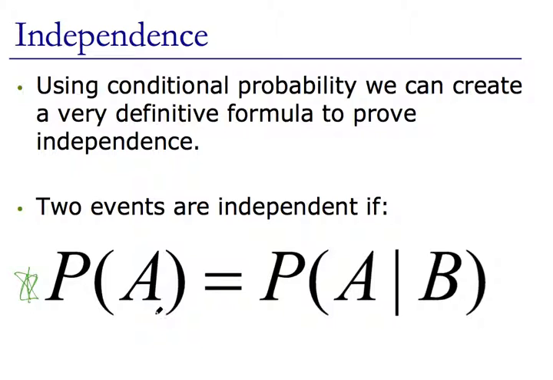So two events are independent if the probability of A happening is the same as the probability of A happening given that B is happening. The only way A and B are independent is if the probability of A happening does not change given that B has happened. So that's how you're going to prove it. You're going to look at the probability of A happening, and then you're going to look at the conditional probability.